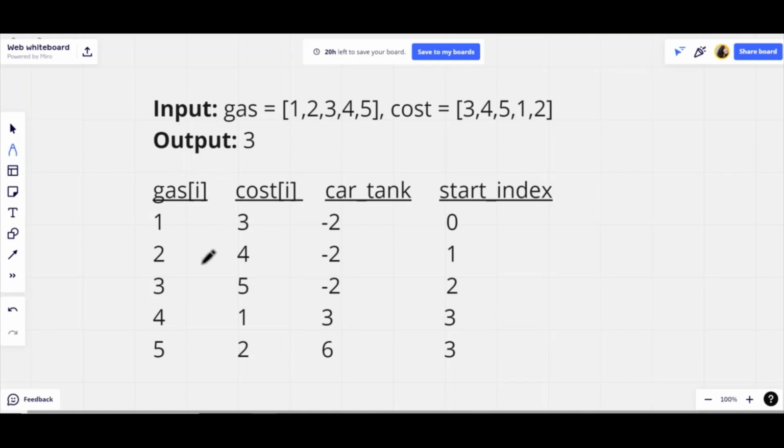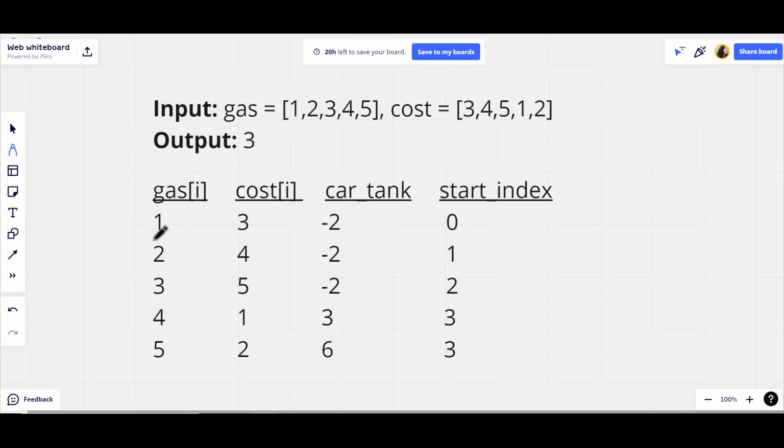The intuition is that I can go to the next station only when I have enough gas in my tank. So this is the gas[i], the gas array arranged in this manner. This is the cost to go to the next station arranged in this manner, and this is the car tank I am carrying, the car tank which is in my car, and this is the starting index. So initially the starting index I will consider 0.